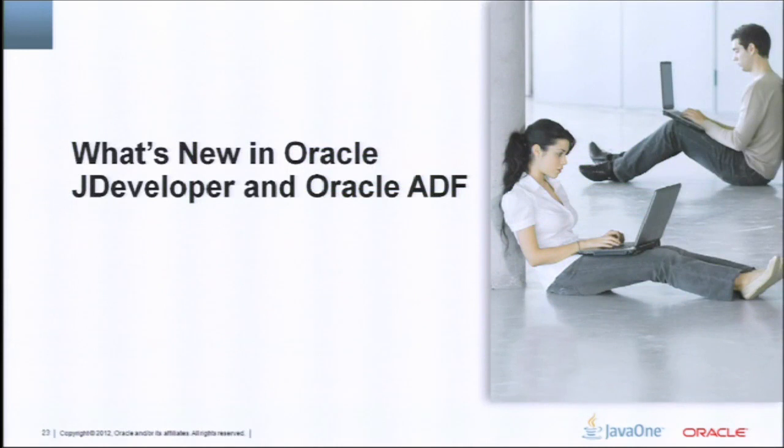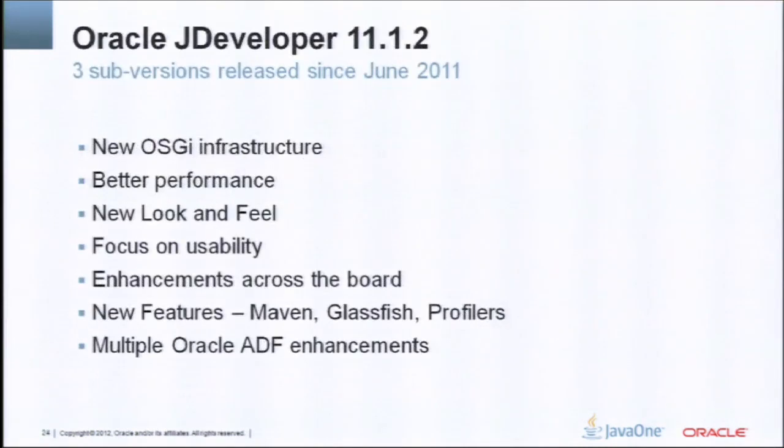So let's talk about what's new in JDeveloper. So the current version of JDeveloper is 11.1.2.3, which was released last week, all right? And it's our third 11.1.2 version that we released basically since June 2011. A few of the new things there.